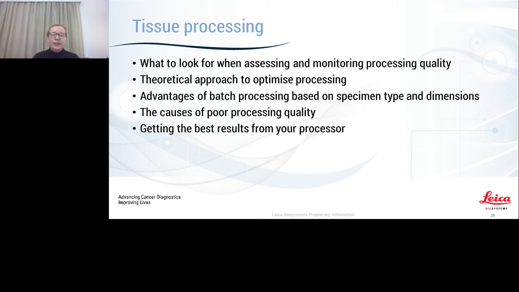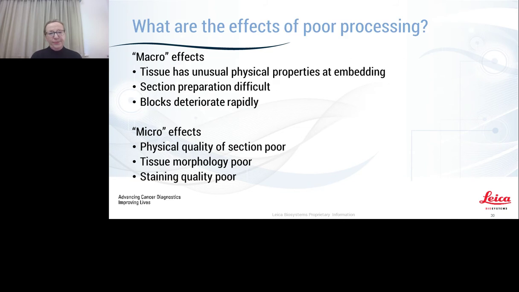So moving on to the next stage, our tissue processing. So what to look for when assessing and monitoring processing quality? There's a theoretical approach to optimize processing. Advantages of batch processing based on specimen type and dimensions, the causes of poor processing quality, and getting the best result from your tissue processor.